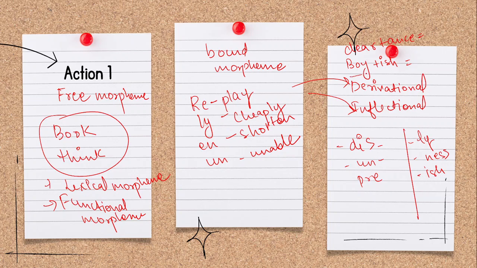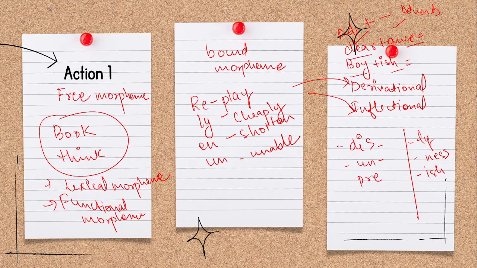Exactly is also a word with a derivational morpheme. Here you can say boy and ish: a noun plus a derivational morpheme, and it becomes an adjective. In the word clearance, a verb has a derivational morpheme added, and it becomes a noun. When we say exactly, an adjective plus a derivational morpheme becomes an adverb. So this is how a new word is created with a new meaning.